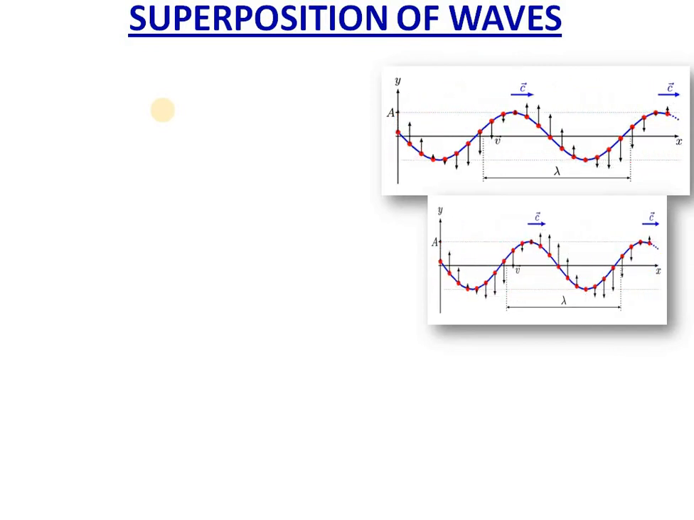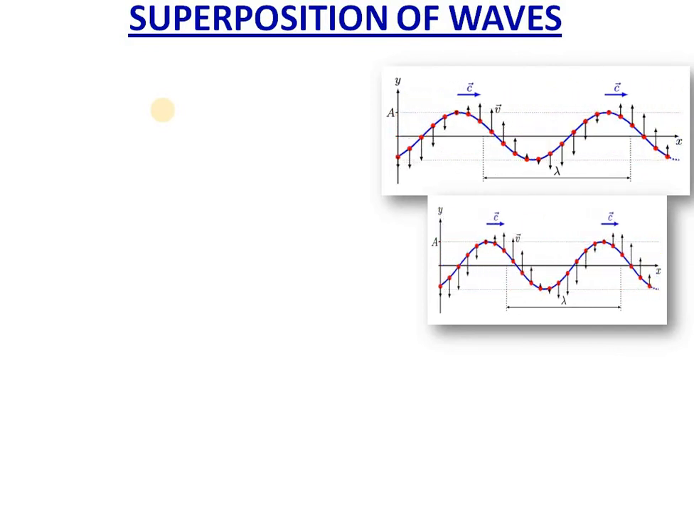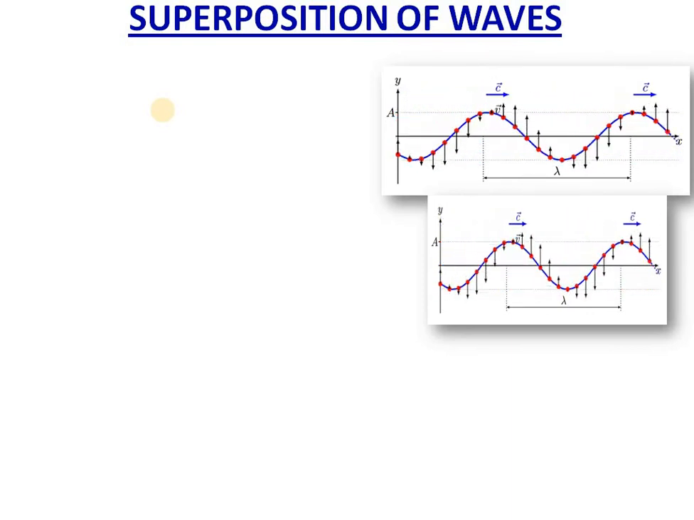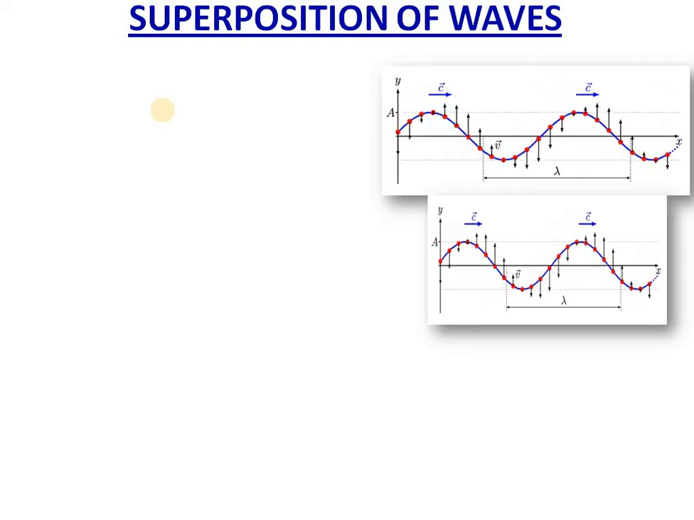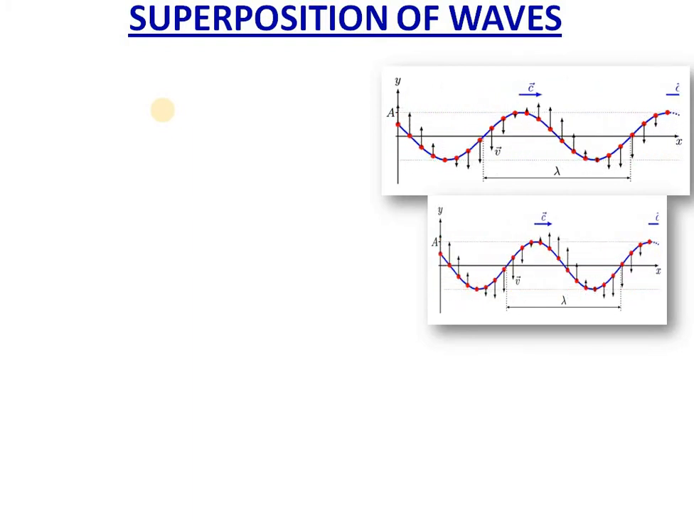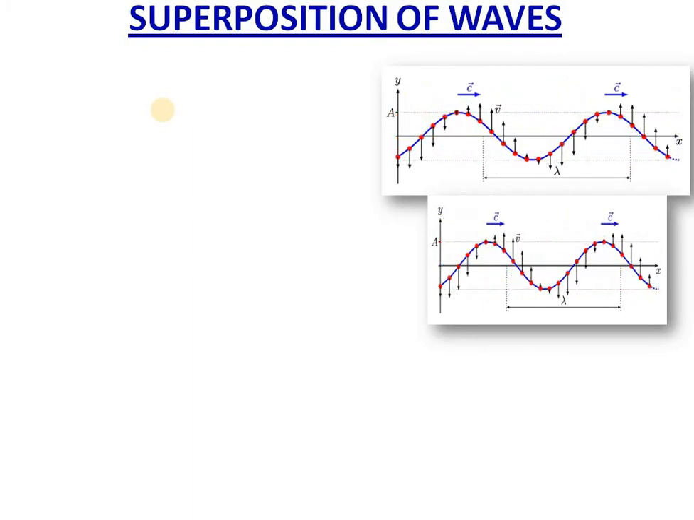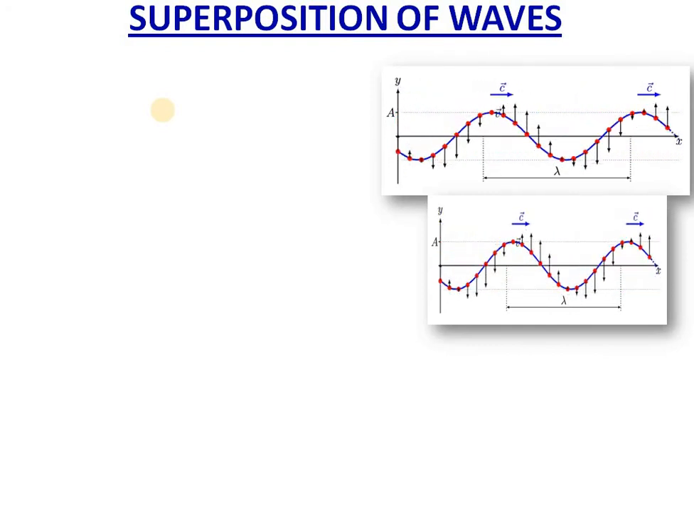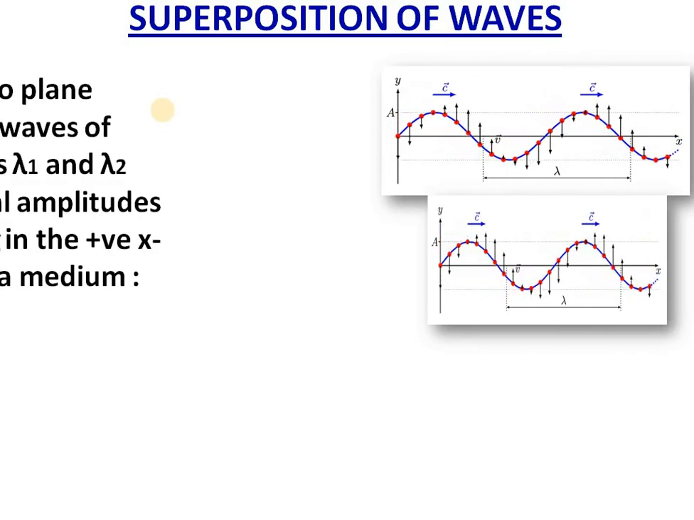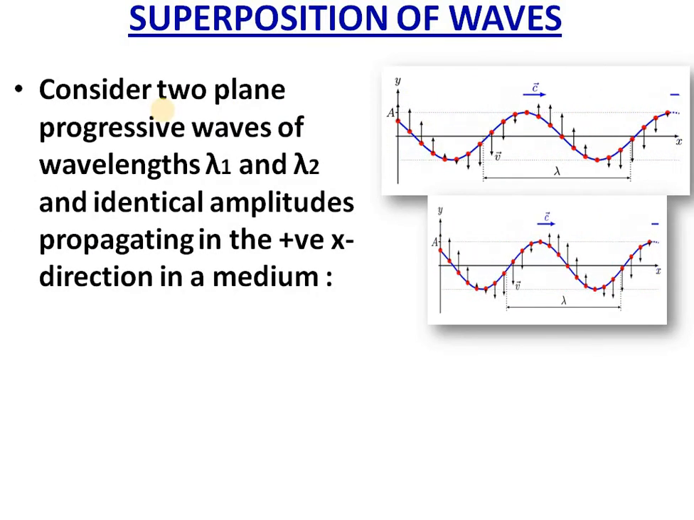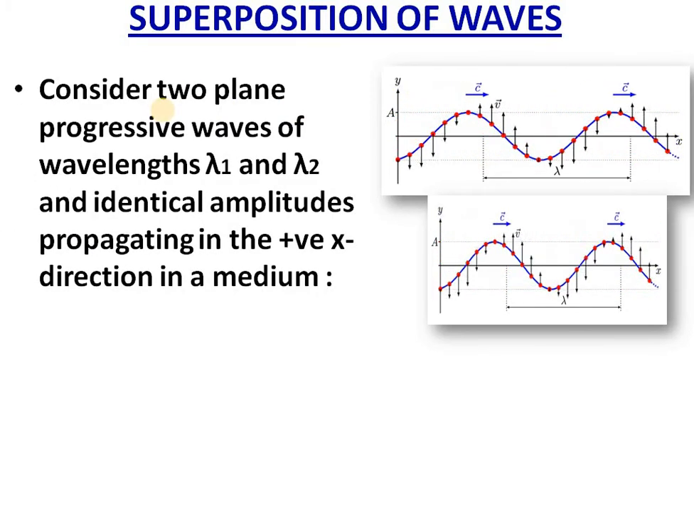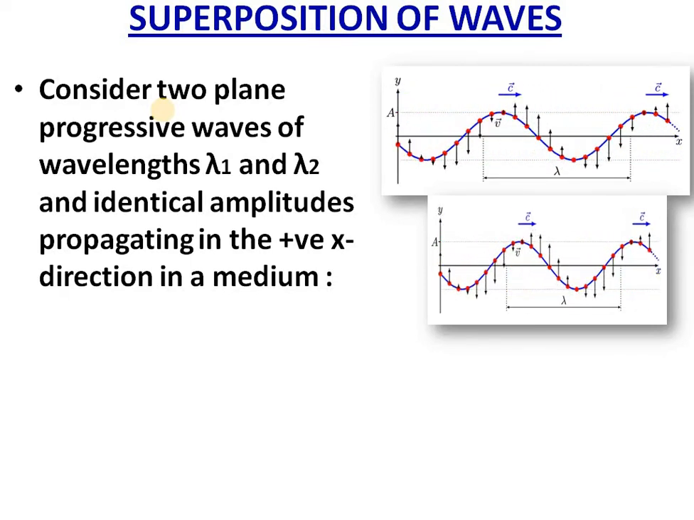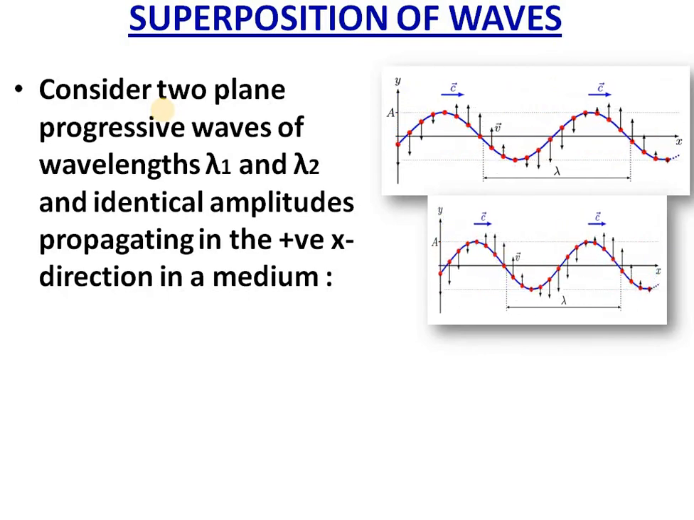But in the present context, we have two waves propagating in the forward direction, but their wavelengths are slightly different. So we can say they are of comparatively similar wavelengths. We consider two waves, both propagating in the positive x direction. We assume their wavelengths are lambda 1 and lambda 2.